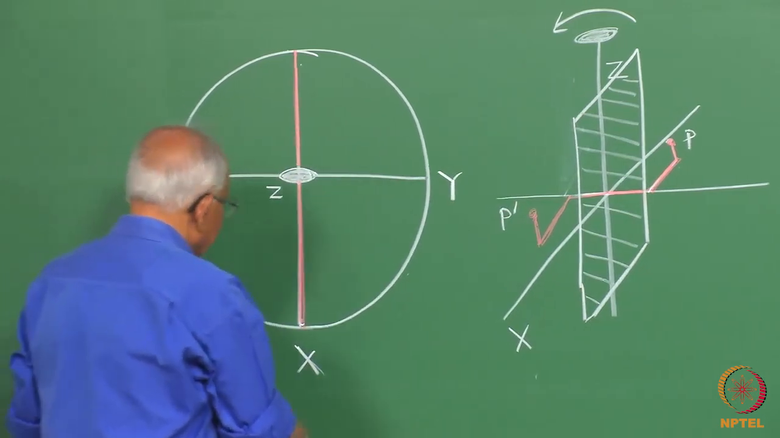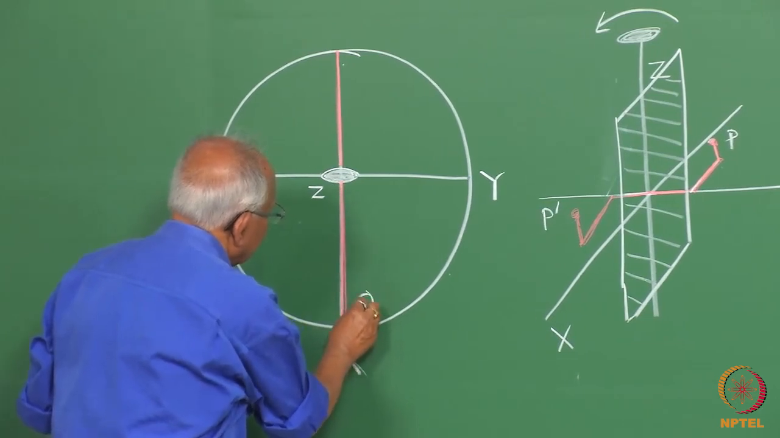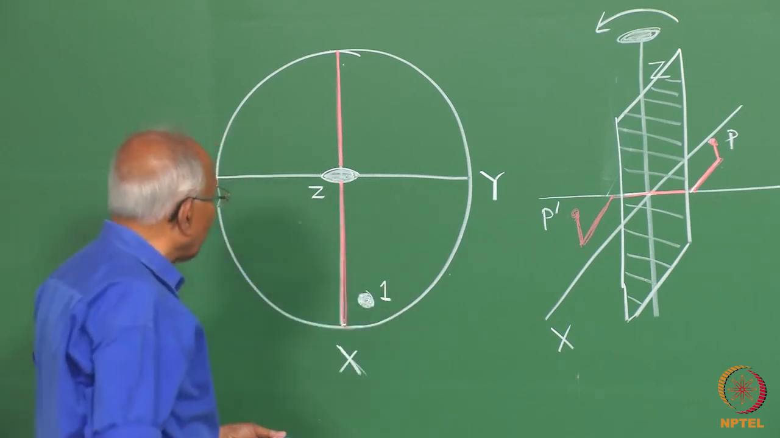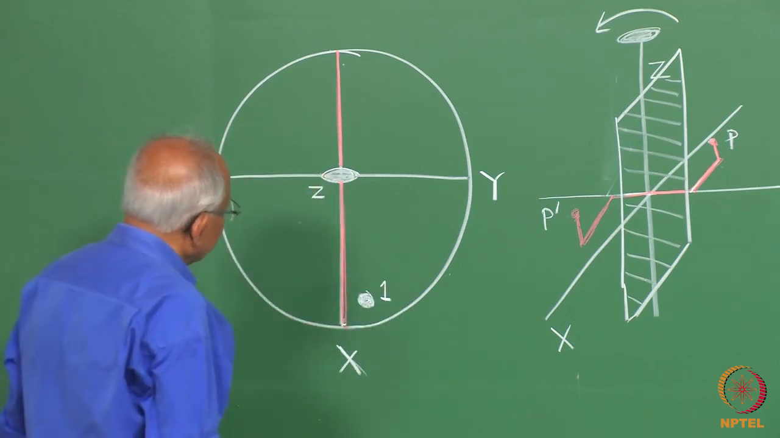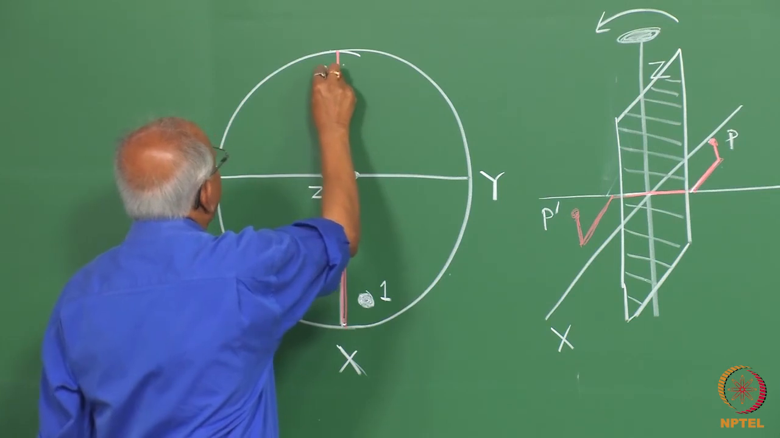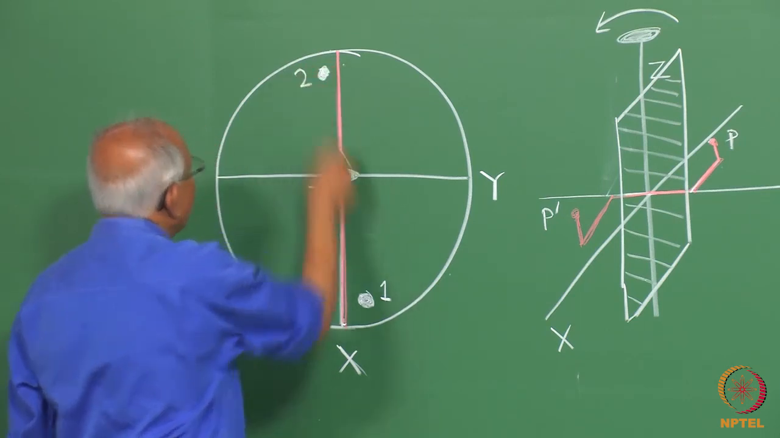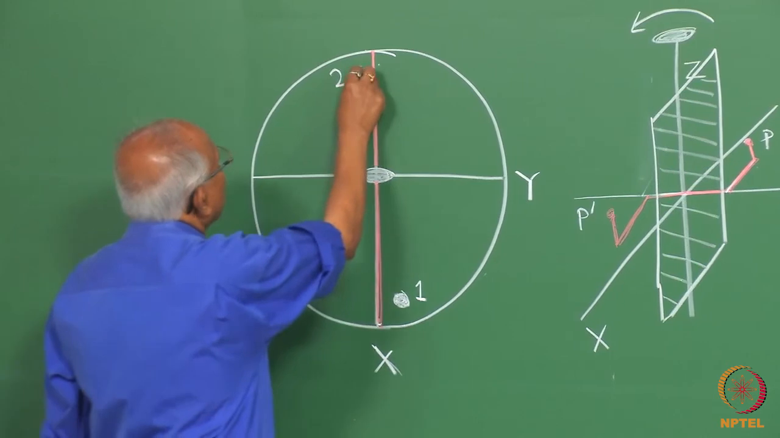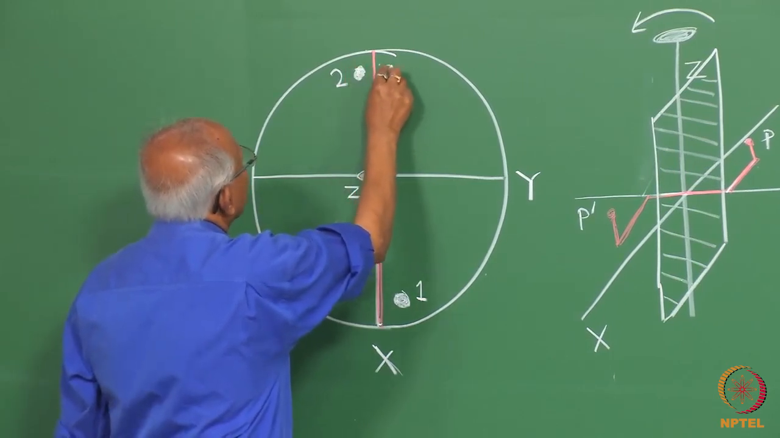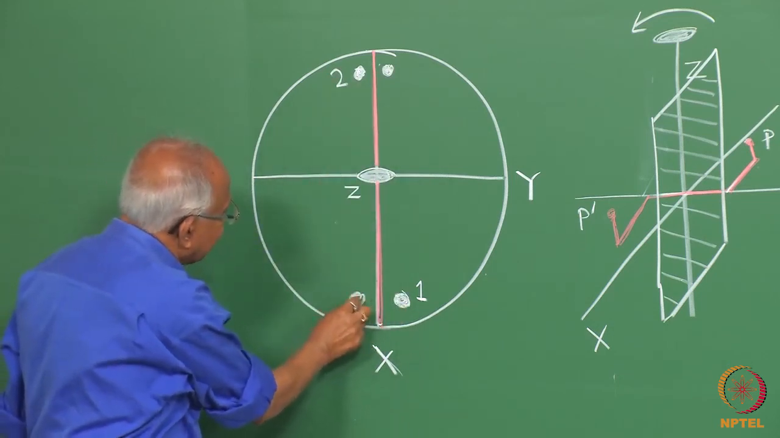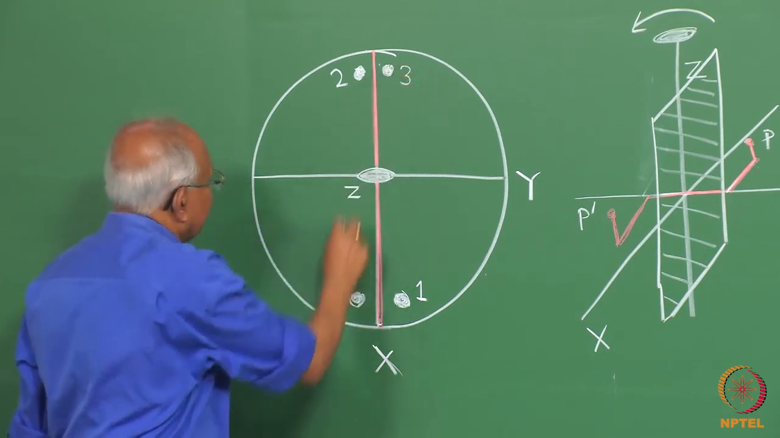So if we have a given point P over here, say we have a given point 1, due to the twofold rotor, by rotation, the next position of the point will be over here. So 1 will produce the point 2. Now, because there is a mirror here, this point will be reflected by the mirror and come over here. Again, because of this mirror, this point will be reflected and come over here. Say this is point number 3, this is point number 4.